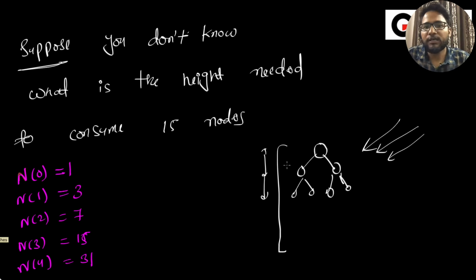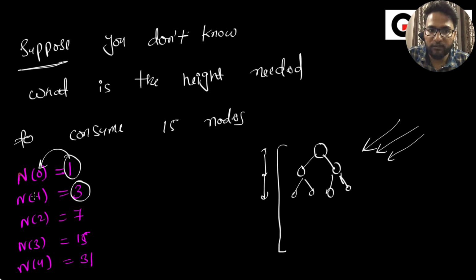Now what I'm saying is, if you throw one node, you will be just filling 0 height. If you throw 3 nodes, you will be filling 1 height. If you throw 7 nodes, you will be filling 2 height.